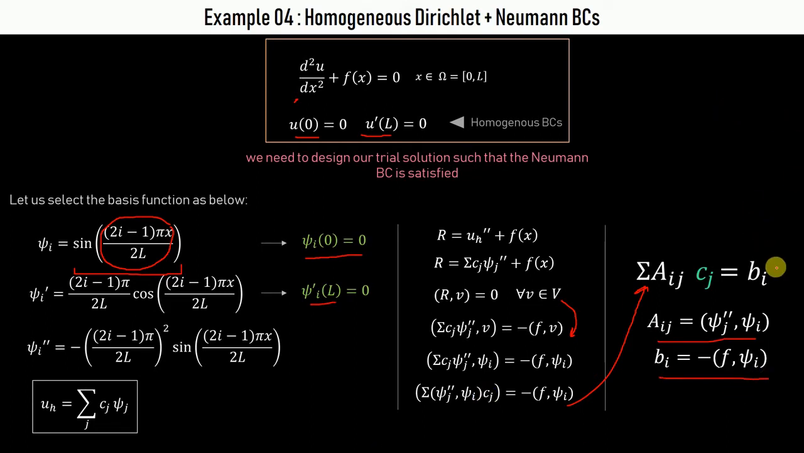Okay, from this statement we can convert this into a set of linear equations, and we can solve it to get the values of Cj, similar to the earlier examples. Okay, so let's see the results when we implement this.